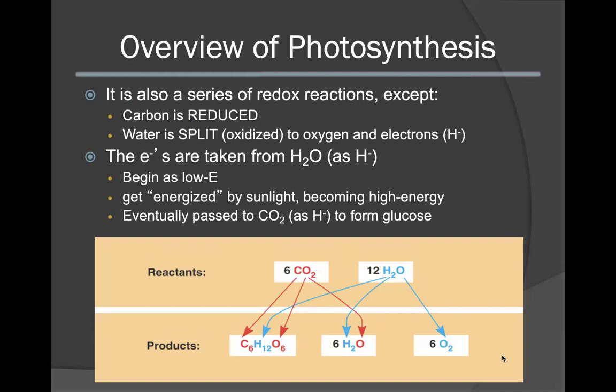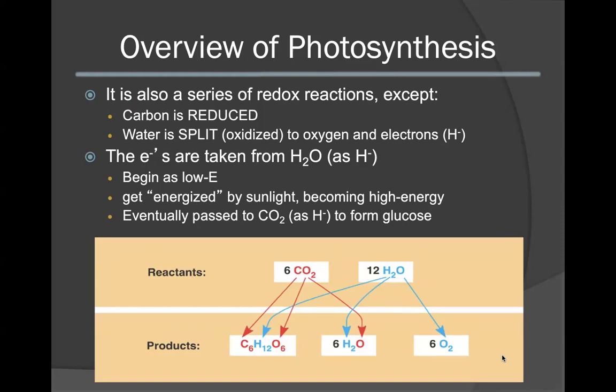Photosynthesis, like respiration, is also a series of redox reactions, meaning that some compounds or elements are going to be oxidized, while others are going to be reduced, meaning some are going to be taking in electrons while some are going to be giving up electrons. In this instance, for photosynthesis, the carbon is actually being reduced in this equation. So that means the carbon is going to have electrons added to it.